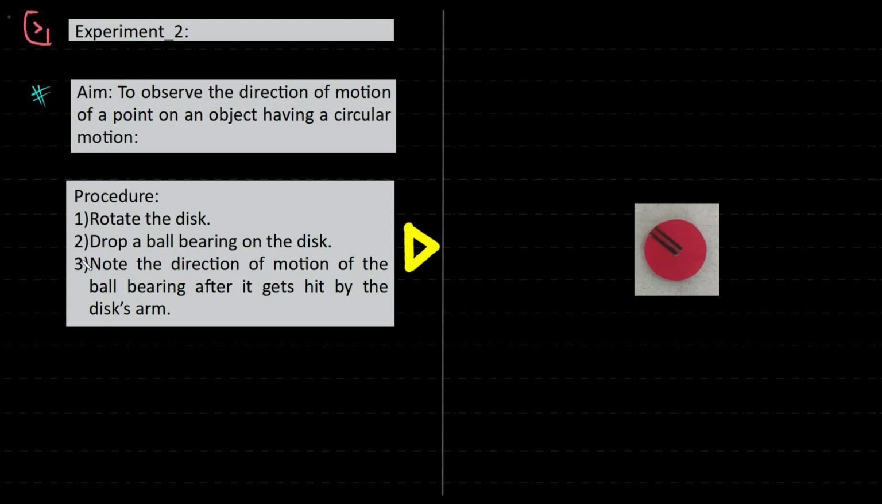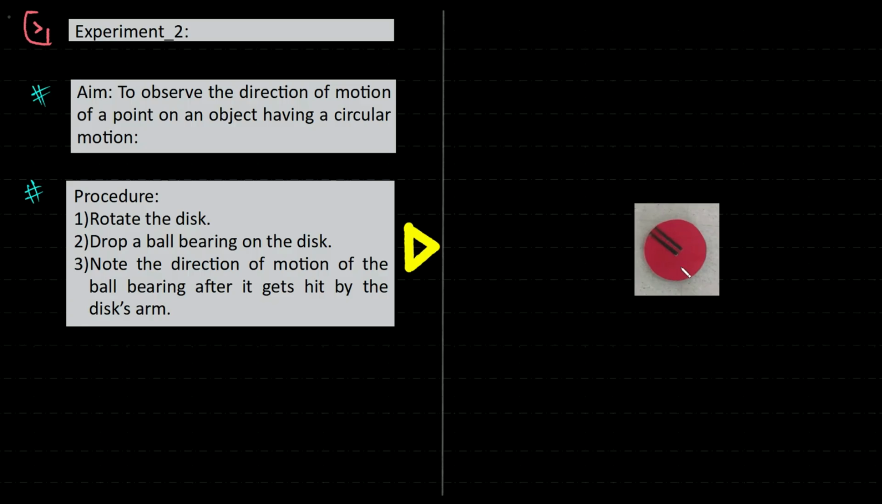I have one more experiment to make us understand the centripetal force a bit better. The main aim over here is to observe the direction of motion of a point on an object having a circular motion. How are we doing it? We will rotate a disk. So this is the disk, we'll rotate it. We'll drop a ball bearing on the disk.